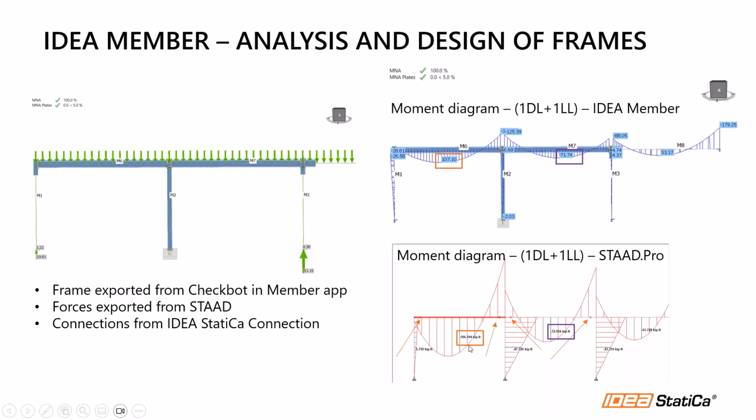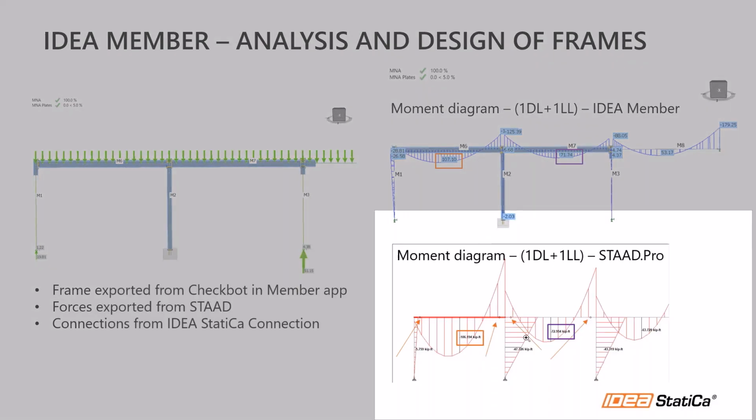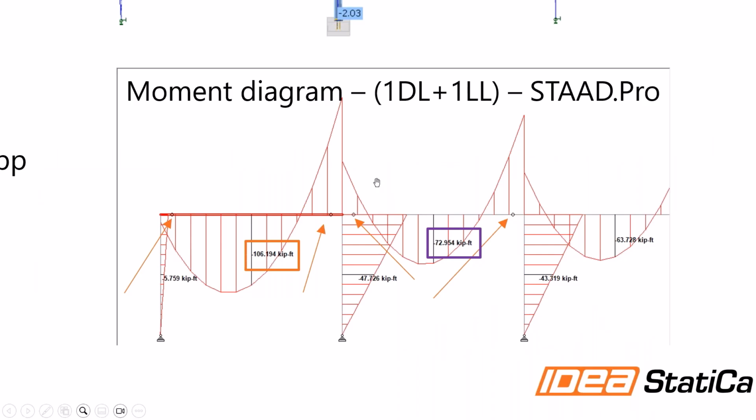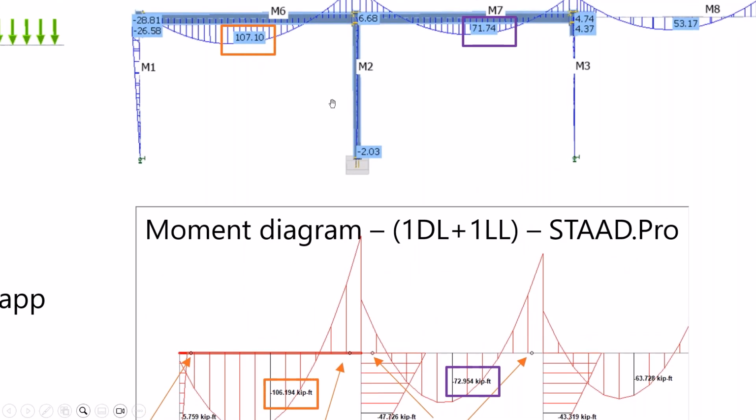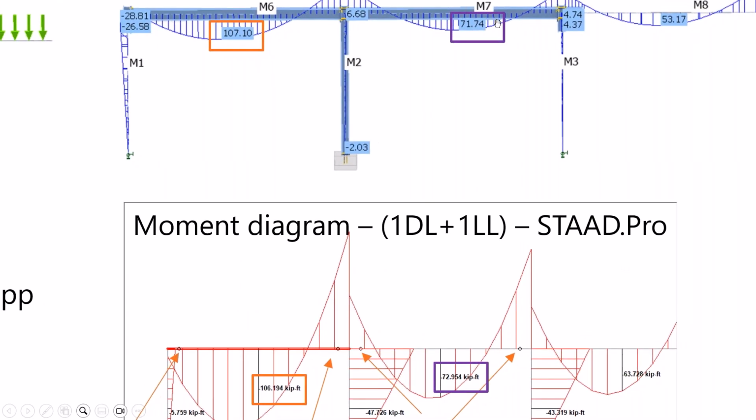In that case, you can see that the moments are almost equal, right? If we look at the moment in this one, it's 106. Maybe you cannot see it really well. 106 for this member, and this is 107. Then if we look at the central portion of M7, it's 71.74 and 72.